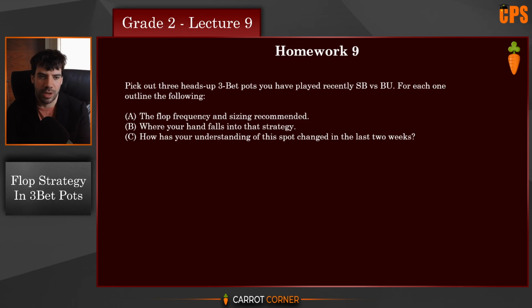Finally, I want you to look in part C at how your understanding of this spot has changed in the last 2 weeks. What did you think 2 weeks ago? How were you playing these situations? And how are you playing them now? Sometimes it can be really useful to be very explicit and black and white about how your game is evolving. If you want to keep the positive changes you're making in your game, it's a good idea to revise exactly the form those changes are taking.